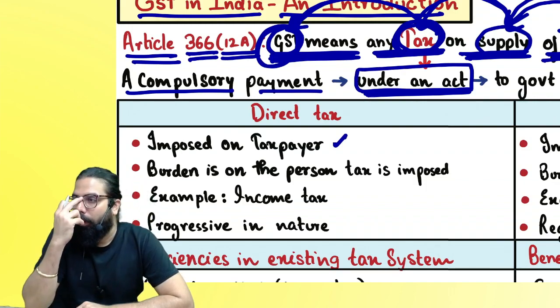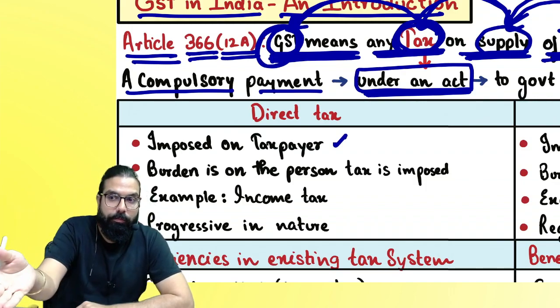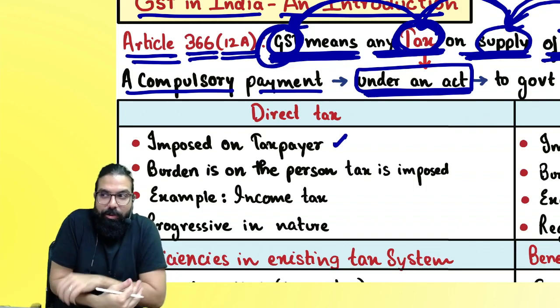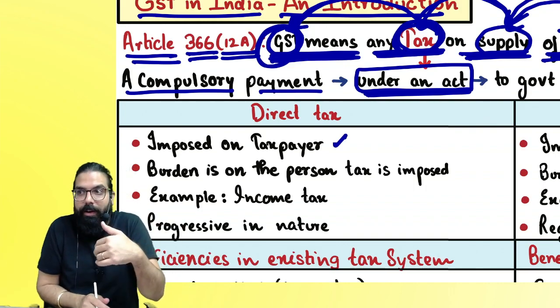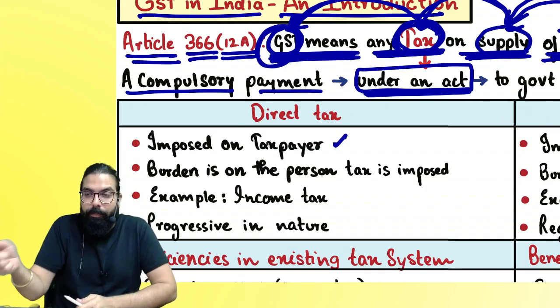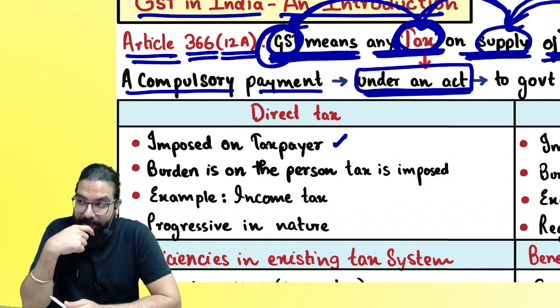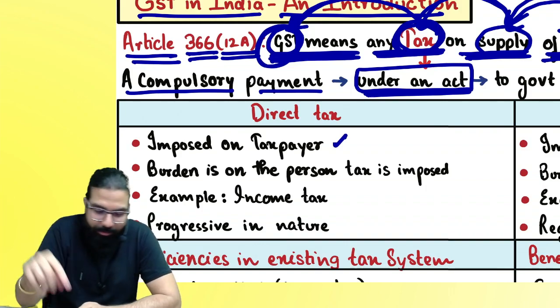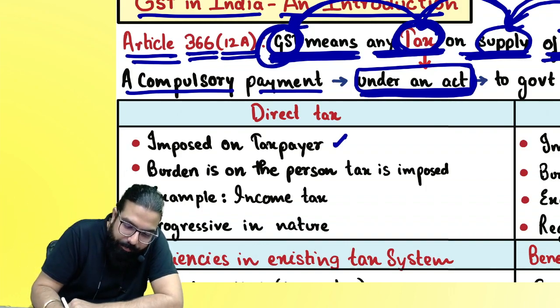Tell me one thing. Rowdies came to his shop. Sir, your name? Gagan. Baba, Gagan is sitting in his shop like this. Rowdies came and told him, give 100 rupees. He gave 100 rupees. That is also a compulsory payment. But is that tax? Why? Because for it to be called tax, it has to be collected under an act.